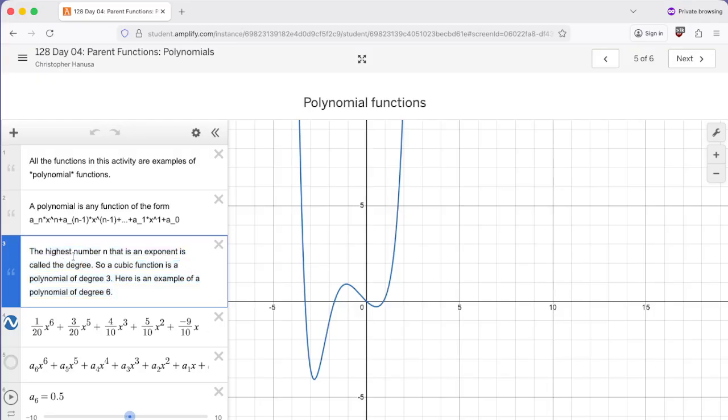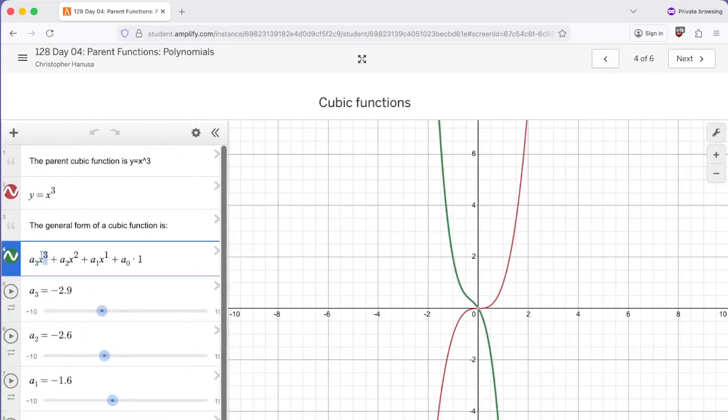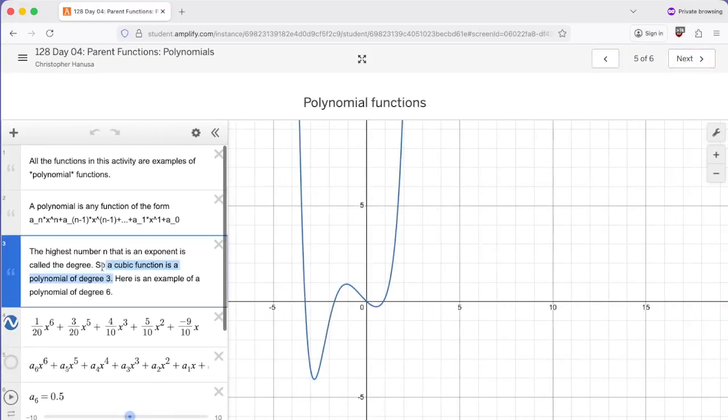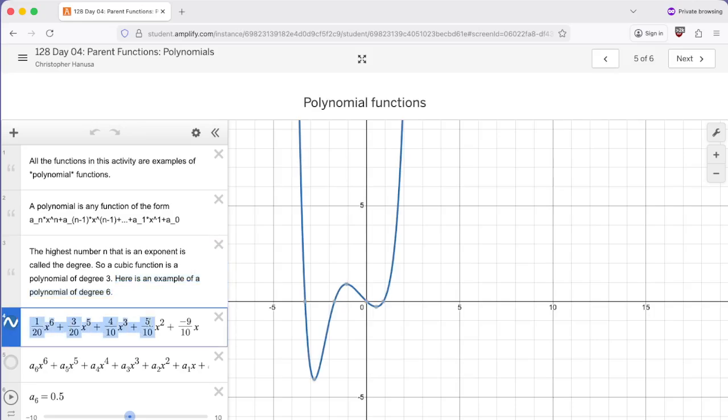So when we had on the previous slide that it was a cubic function, we had an x cubed term, an x to the third power. That is saying it's a degree 3 polynomial. Here's an example of a function that's a degree 6 polynomial.